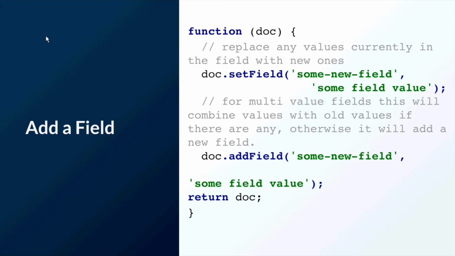If you want to add a value, then you can use addField. If the field is multi-valued, so if in the schema you've specified that this is a multi-valued field, which in Solr or in Fusion, a field can have more than one value, basically an array of values, then if you do addField, it'll add another value, or it'll add an additional field if it's not a multi-valued field.